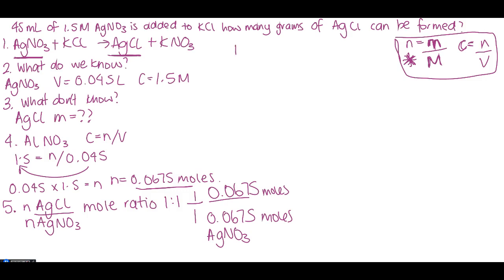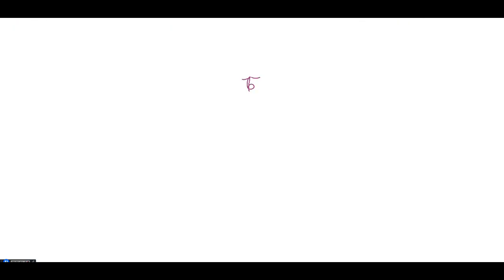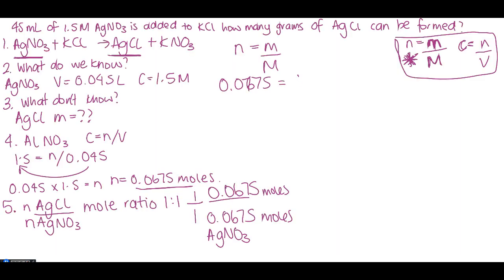Now that we know N, we can use this equation here to work out the mass in grams. So N equals M, mass over molar mass or molar weight. We know N, which is 0.0675, equals mass, which is what we're trying to work out, over the molar mass. The molar mass is just the atomic weights added up together. Our atomic weights are just the weight of silver and chlorine. So that's 107.9 plus 35.45.